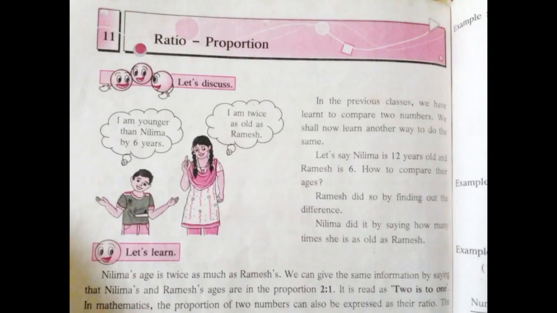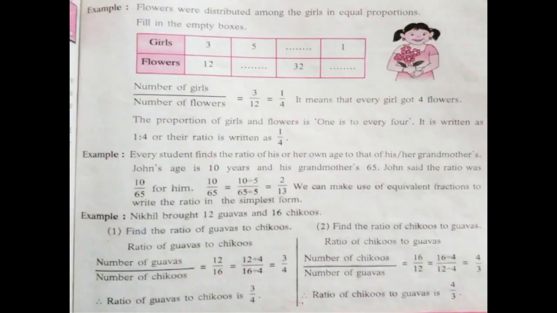We will begin chapter 11 ratio proportion example sums on textbook page number 57. First example: flowers were distributed among the girls in equal proportions. Fill in the empty boxes. Girls and flowers are given in ratio form. First one is 3 upon 12.